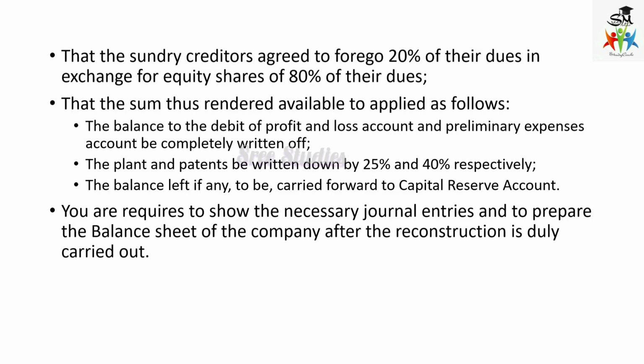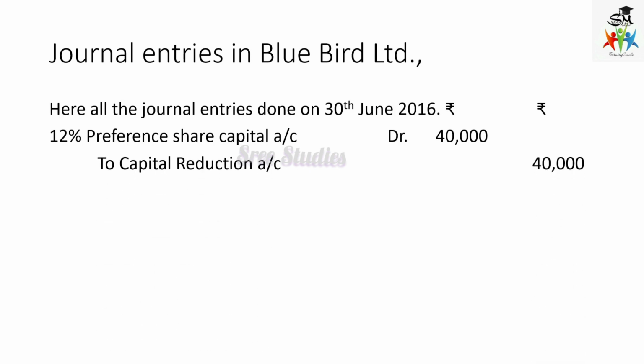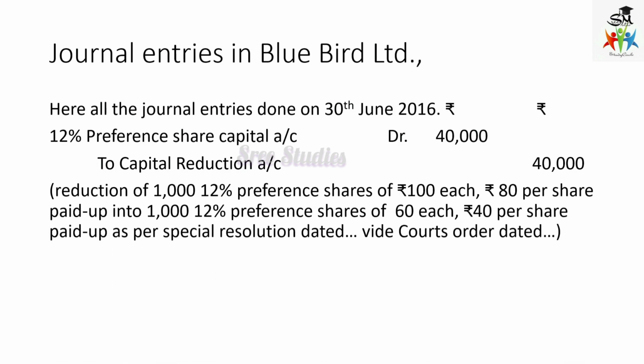Let us start with the journal entries. Bluebird Limited. All the journal entries are dated 30th June 2016. 12% preference share capital account debit 40,000, then to capital reduction. That is 20 rupees per share that goes to capital reduction. So here it was 80 per share, now 60 per share, 40 paid. So the balance 20 rupees is taken to capital reduction.